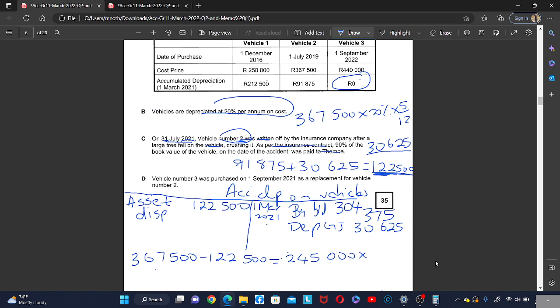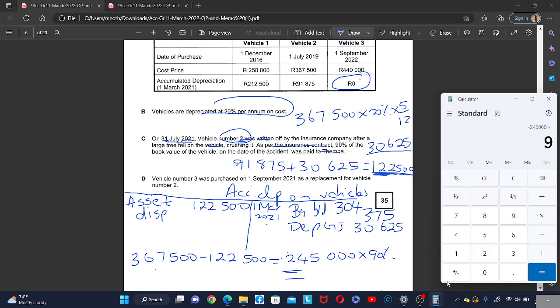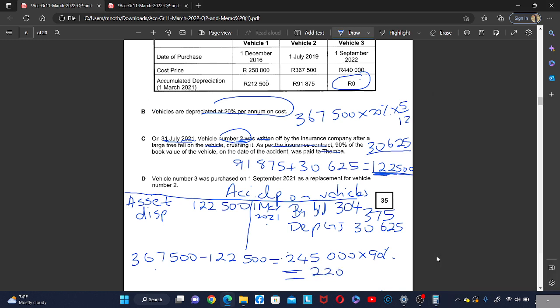So how much is 90% of this? 245,000 times 90%, which is 220,500. So this means that this is the money which was paid to the business of Timber.